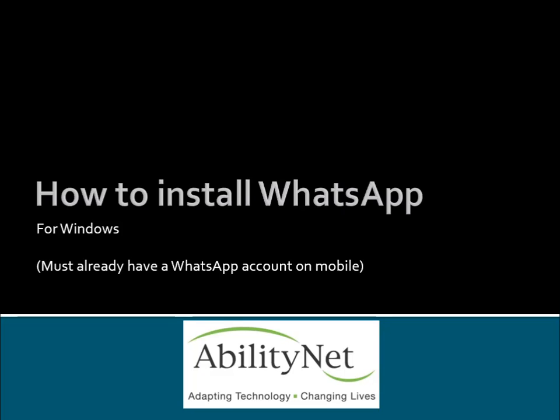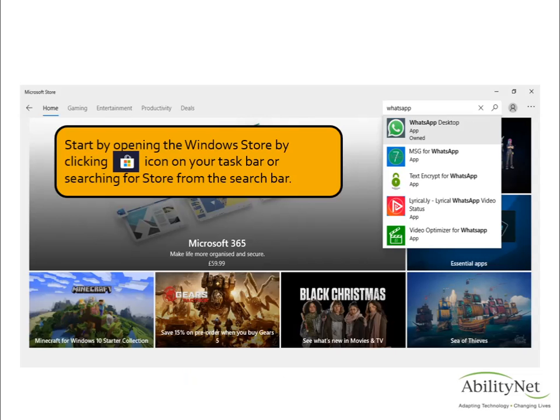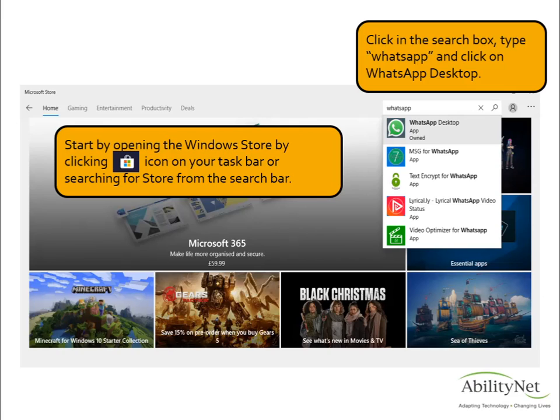How to install WhatsApp for Windows. You must already have a WhatsApp account on your mobile. Start by opening the Windows Store by clicking the Store icon on your taskbar or searching for Store from the search bar. Click in the search box, type WhatsApp, and click on WhatsApp Desktop.